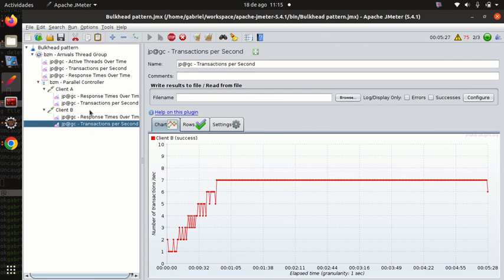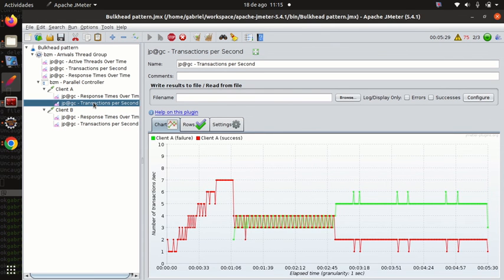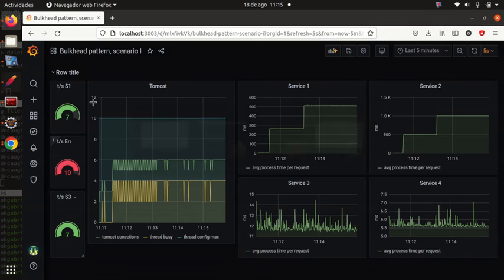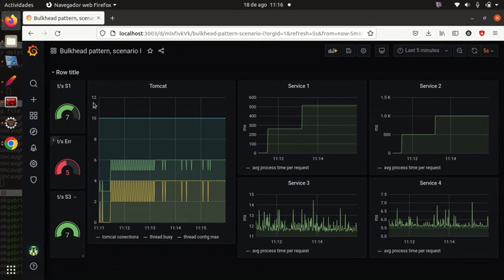So I think this is the impact that the Bulkhead pattern has on our application. We prevent the whole application from failing due to a failure on service 2.